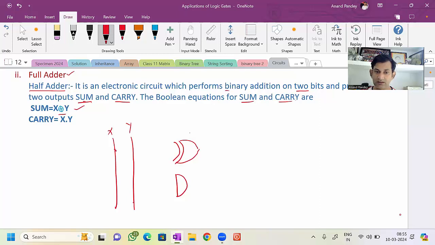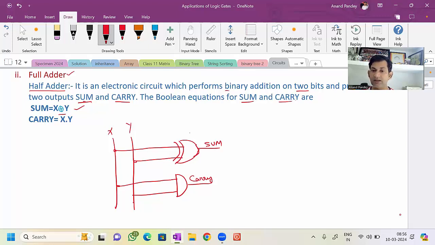This x will be joined with this and this. This is for sum, x XOR y. And this is for carry. AND gate is for carry, and here the output is carry. Sum and carry. So two inputs x and y, and two outputs sum and carry. The equation for sum was x XOR y, so we have used here XOR gate, and for the carry it was x dot y, so we have used AND gate. I think the things are clear. So if you remember the Boolean equations of sum and carry, you can draw the circuit easily.